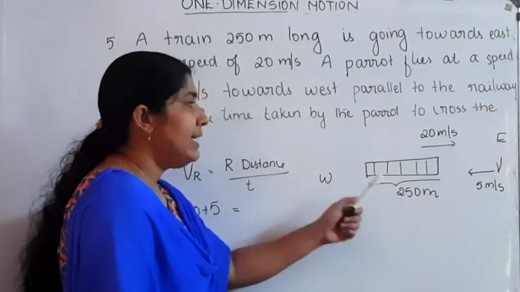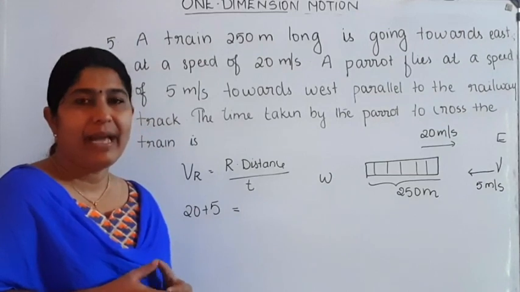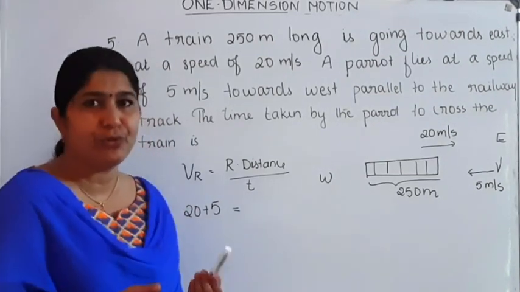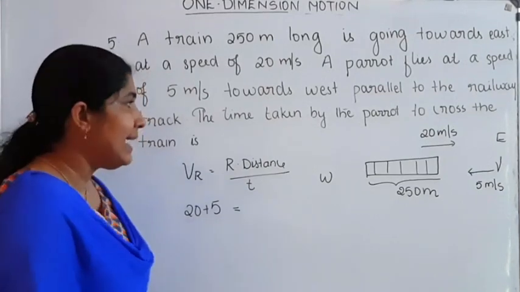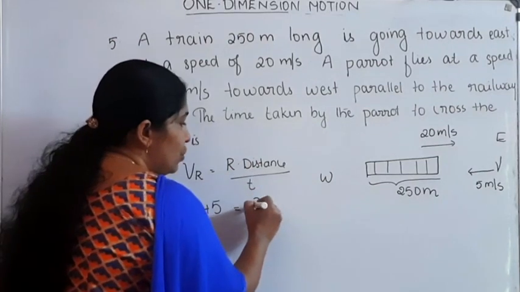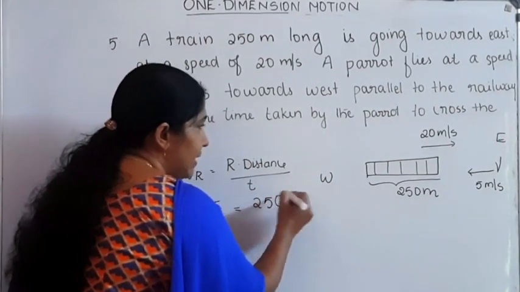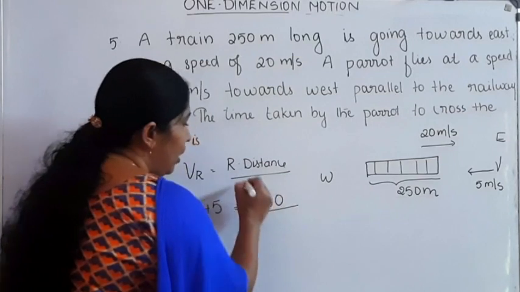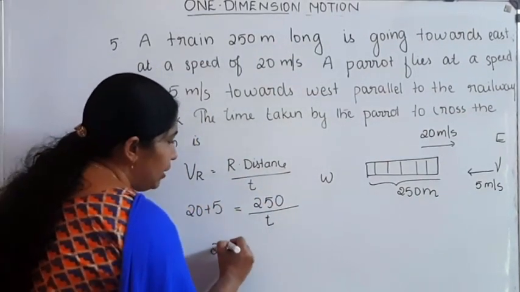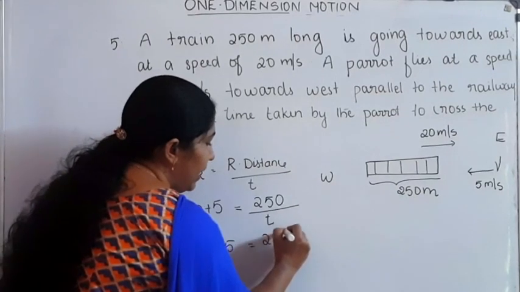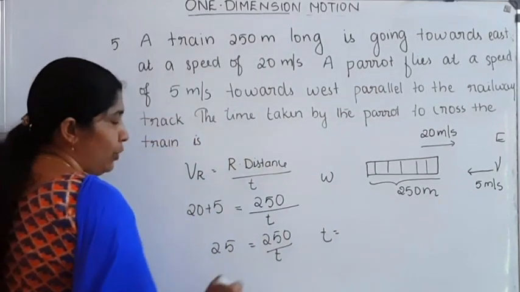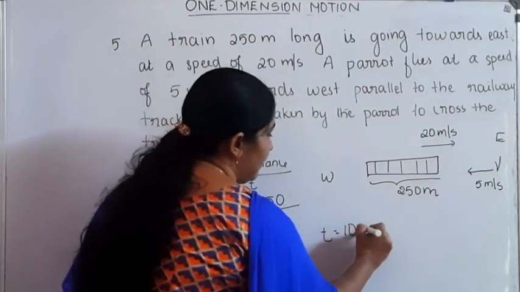Length of the train is equal to 250 meter. And the size of the parrot is negligibly small compared to the length of the train, so that's neglected. Now we can take the relative distance as 250, divided by time. Therefore 25 is equal to 250 divided by t. Then time t is equal to 250 divided by 25. It's equal to 10 seconds.